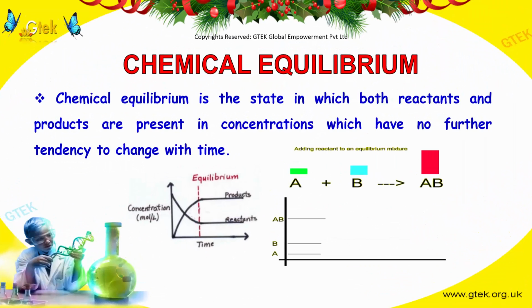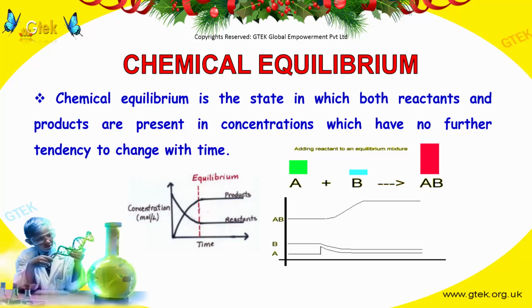What will be chemical equilibrium? Chemical equilibrium is a state in which both the reactants and products are present in concentrations which have no further tendency to change with time. That's called chemical equilibrium.